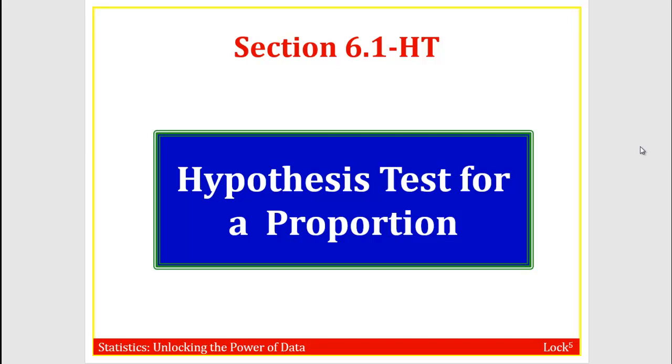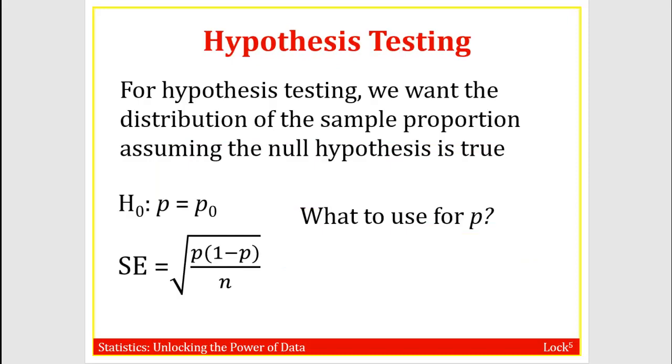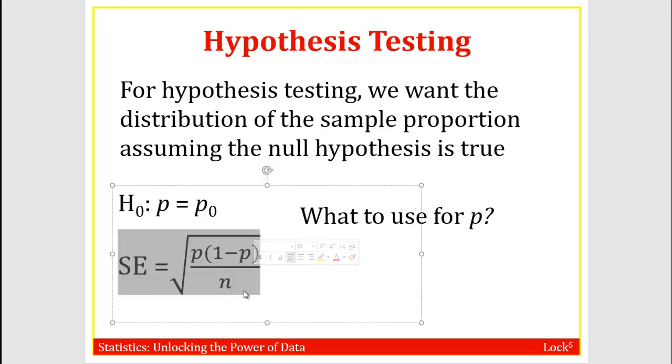This video will demonstrate how to do a hypothesis test for one proportion. When hypothesis testing, we want to use the standard error, and as you recall, the formula for standard error has P in it. P is the unknown parameter value. So in a practical situation, like when we're doing a hypothesis test, we don't actually know what P is. That's one of the reasons why we're doing the test.